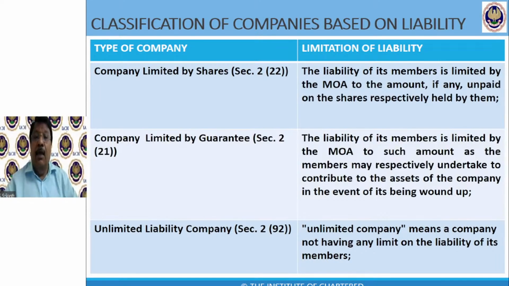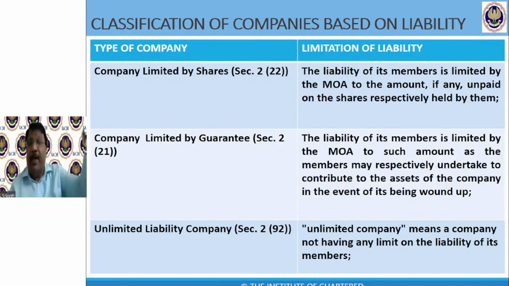Another is where the company does not have share capital, then the liability of its members is limited by the memorandum to such amount as the members may respectively agree or undertake to contribute to the assets of the company. See, in case the company is being wound up, they will promise to pay a certain amount. That amount is called guarantee. At the time of incorporation, they will not pay anything. Nothing. No shares, nothing. But they will form the company.